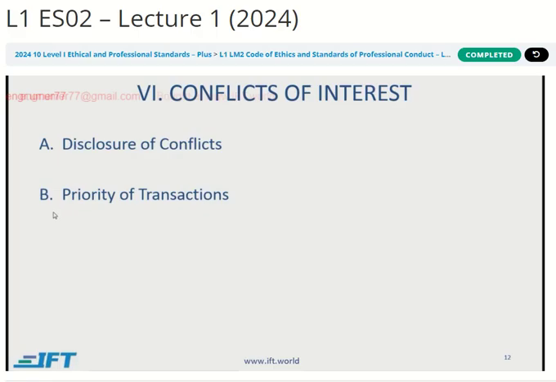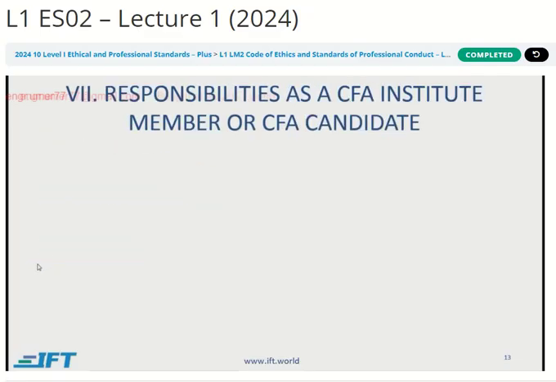When you execute investment transactions for your clients or for your employers, these must have priority over the investment transactions that you execute for yourself or for someone who is closely related to you. 6C, referral fees. You must disclose to your employers, clients, and prospective clients any compensation, consideration, or benefit received from or paid to others for the recommendation of products or services.